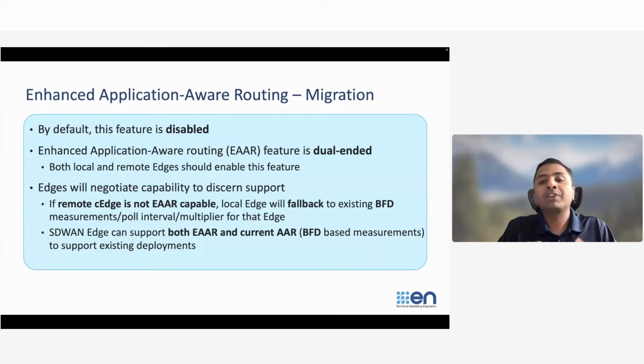Usually, you would start with the data center sites or your headends first, and then you will do a rolling deployment site by site on the remotes. So the idea is that during this migration, we will still be able to fall back to the existing BFD based measurements. Only when both sites are upgraded to this software version and this feature is turned on do we start to use the inline data packets for these measurements.